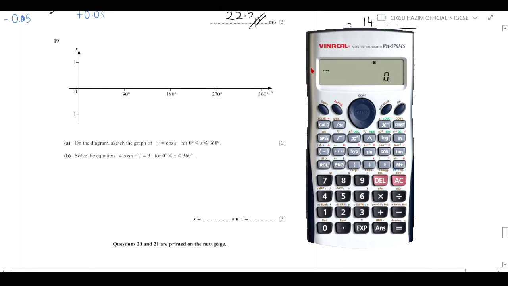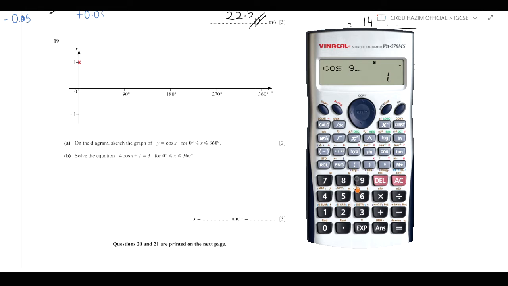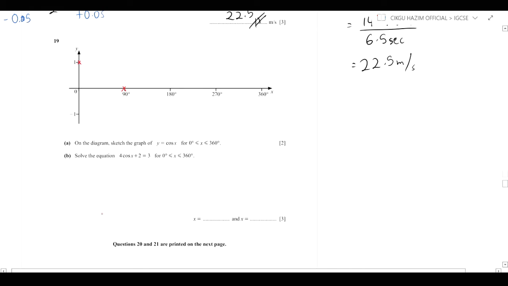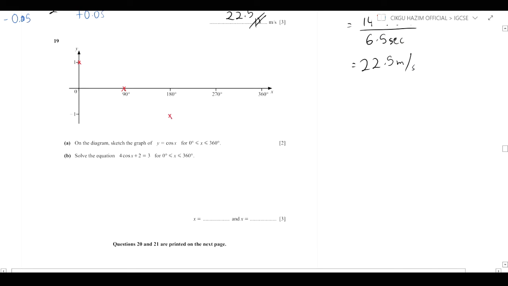So you need to find the value of cos 0 degree. What's the value for y? Press cos 0 degree. The value is 1. Then you plot 1 here. How about 90 degree? Press cos 90 degree. What you get? 0. Then you plot 0. How about cos 180 degree? It will be -1. So just put it here, -1.